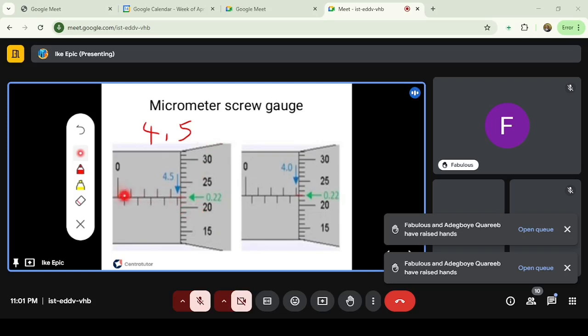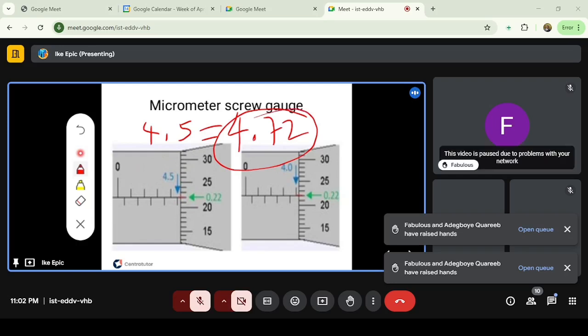So now we have 4.5 coming this way, then 0 point something coming this way. We counted: this is 20, 21, 22, so it is 0.22. So 0.22 plus 4.5 gives us 4.72. So the final answer is 4.72 as our micrometer screw gauge reading for this one.